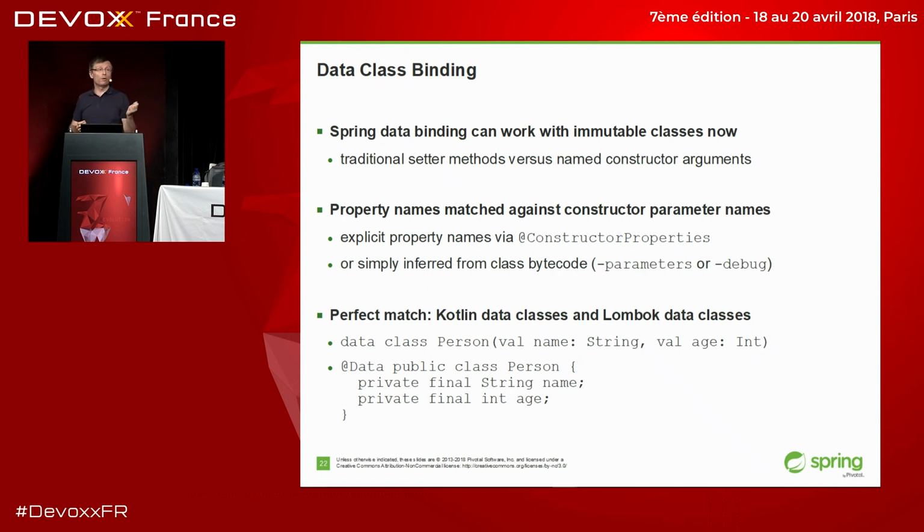Makes a lot of sense for Kotlin, makes quite a bit of sense for Lombok, and even for standard Java classes following the same convention: single constructor, final fields, manual equals, hashCode, toString. Even if you follow those conventions in standard Java code, this data class binding model is a really nice feature.